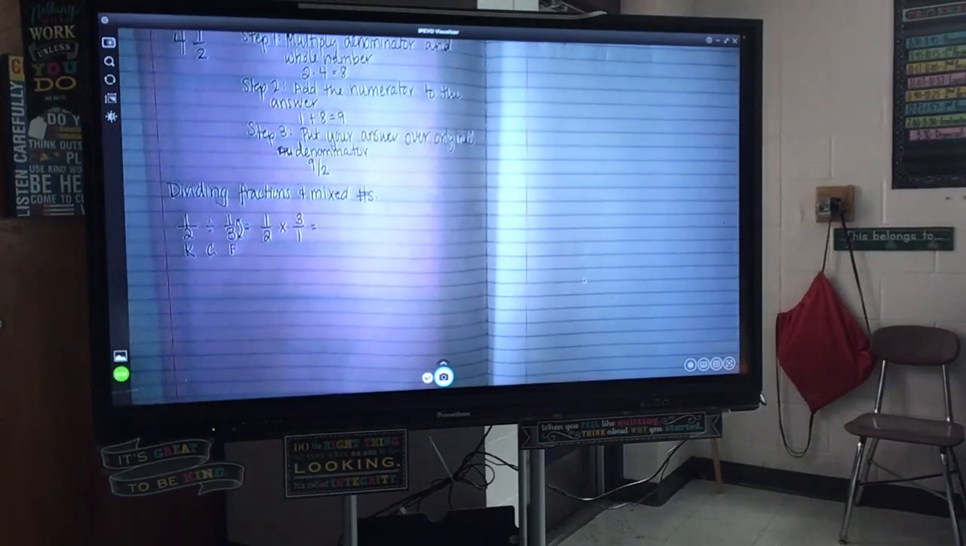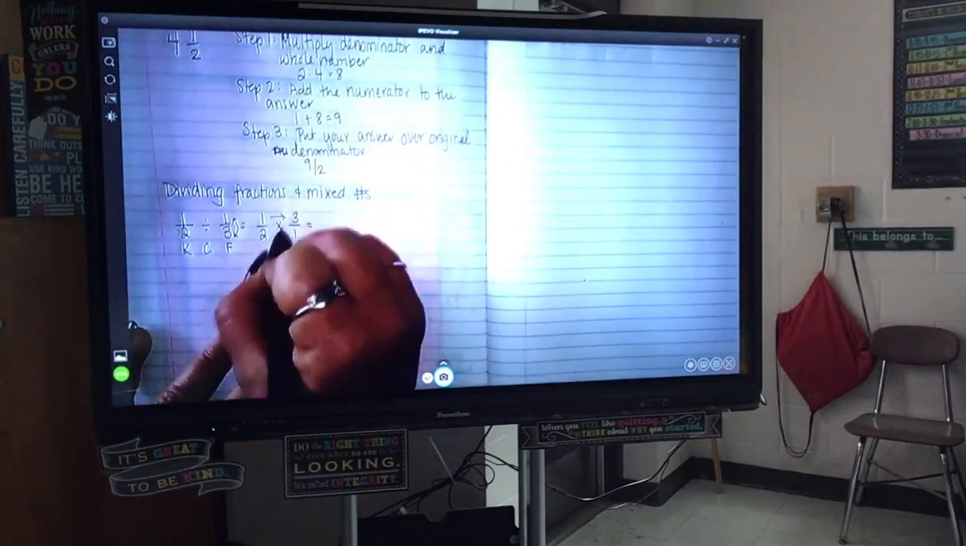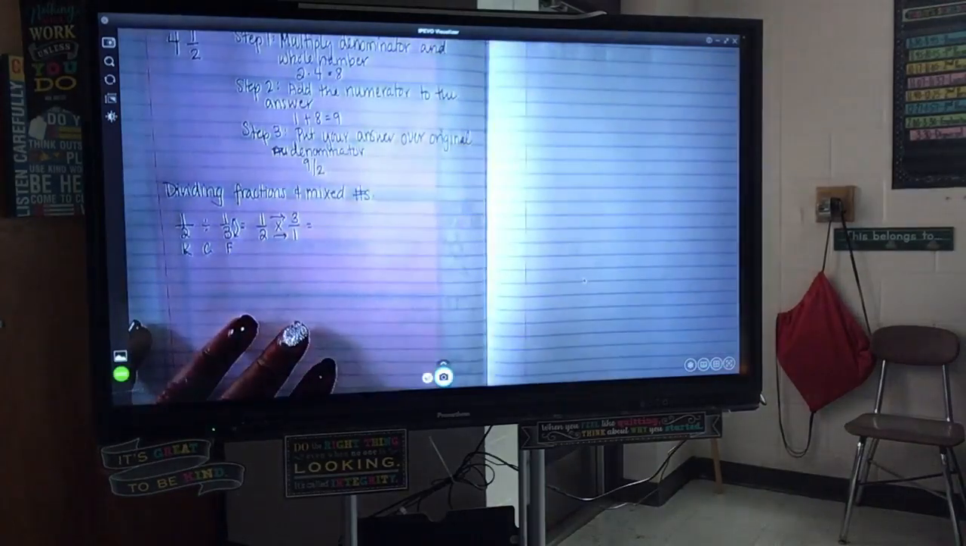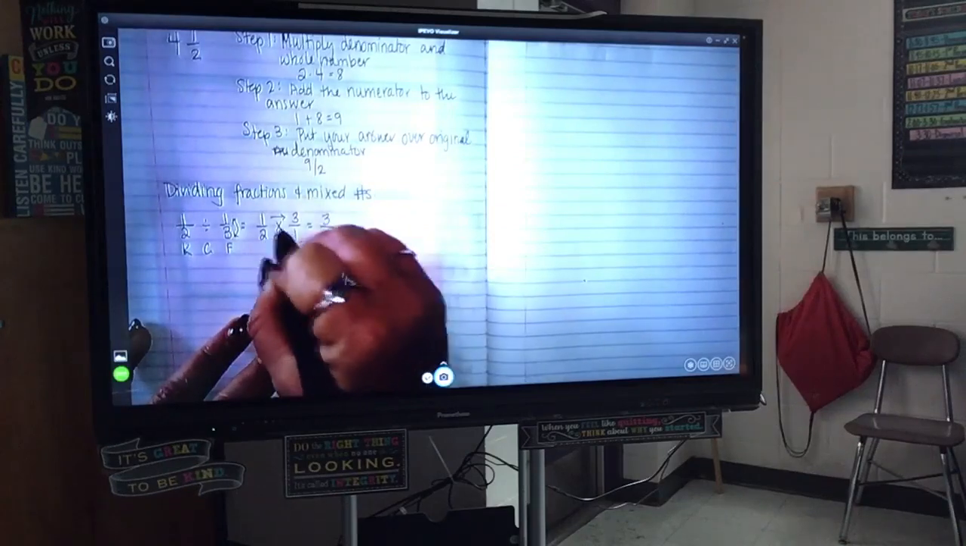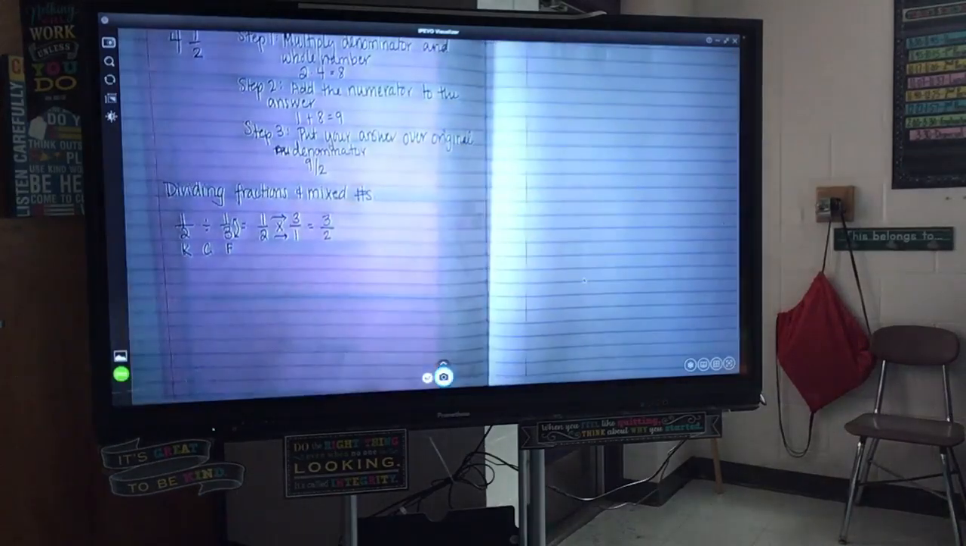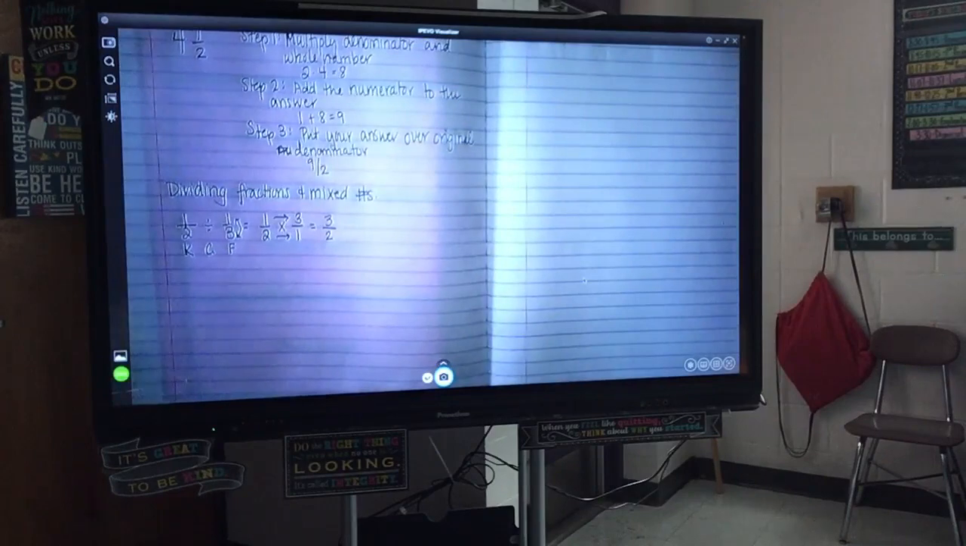Now, what is it telling us to do? Gemma? Times 1/2 times 3 over 1, yep. So 1 times 3 gives me 3. 2 times 1 gives me 2. Now, this is an improper fraction, correct?